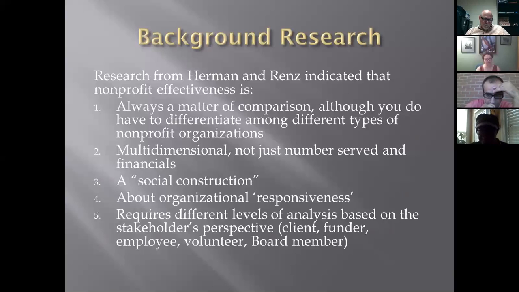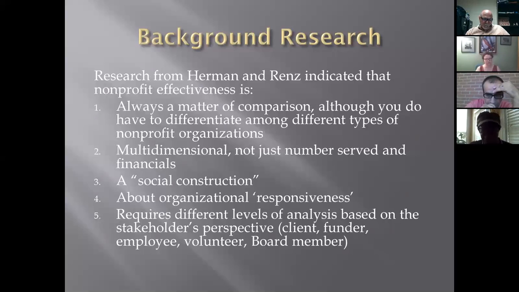So from their research, they found that nonprofit effectiveness is always a matter of comparison, although you do have to differentiate between the different types of nonprofit organizations that there are. In most cases, people are comparing one group with another group when they start talking about both quantitative and qualitative measures. Also, effectiveness is multidimensional. It's not just numbers served or good financial management skills. There's more to a nonprofit and what makes it effective than just numbers or widgets or whatever.